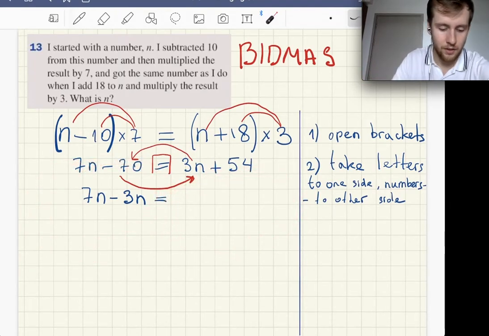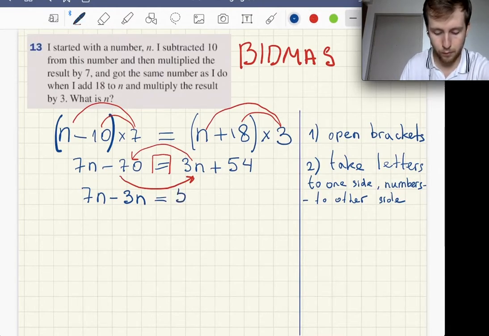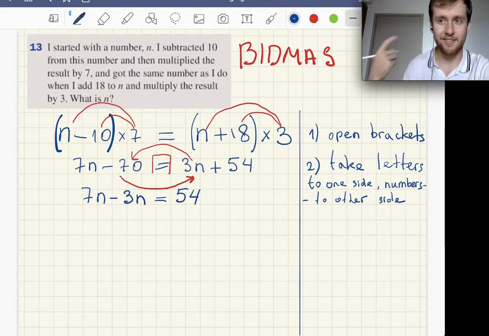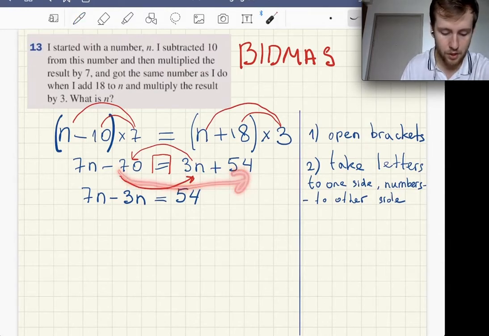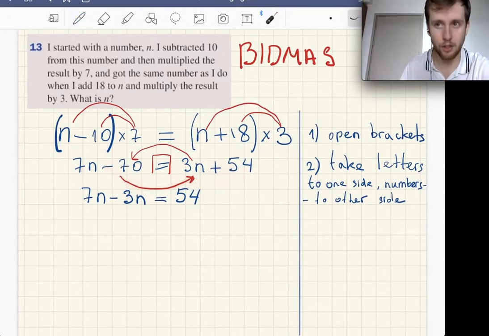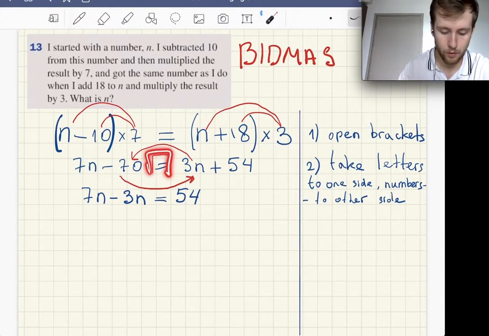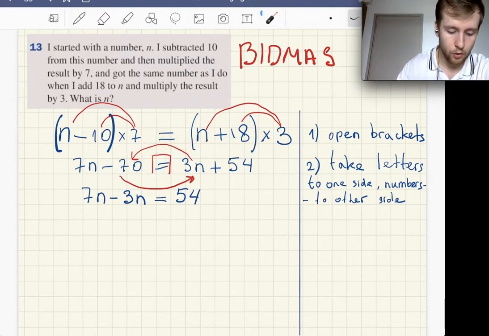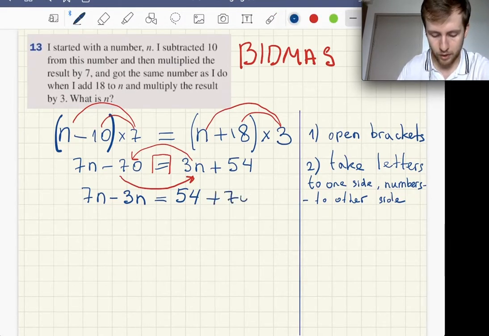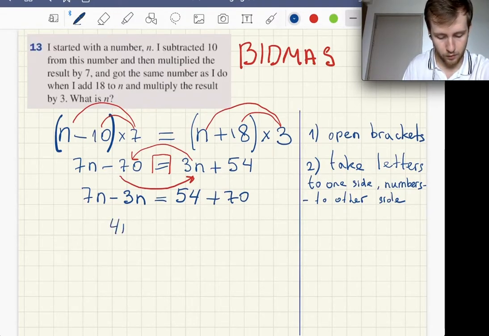You see, here what we have left is 54, and then we have to take 70 also to that side, like this. We take 70 here. 70 was negative, so when it jumps through this wall, it changes sign. When you jump through me, you have to change the sign. So minus 70 becomes plus 70, 54 plus 70. So now we have 7n minus 3n, we can simplify it, it's 4n.